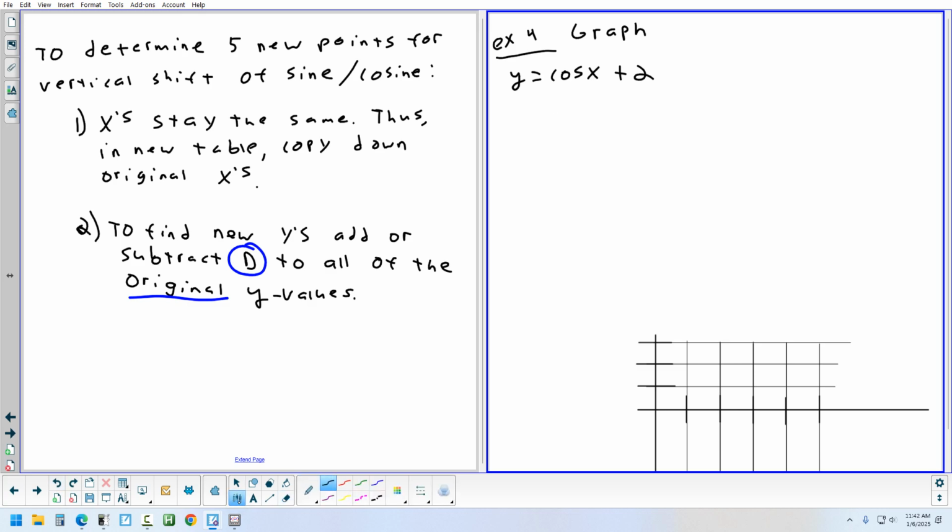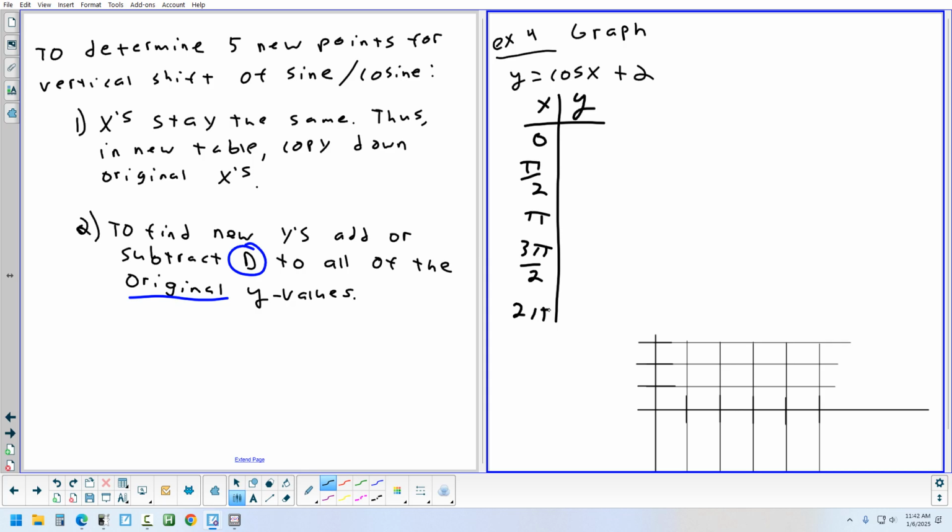Let's make our table. All right. We know it's shifting up and down. Which column is not affected? X. Then what are my x's from the original cosine table? 0, pi over 2, pi, 3 pi over 2.